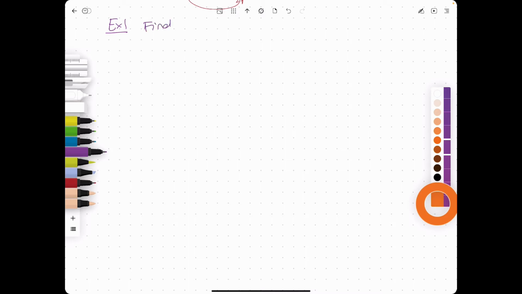Find the values of x and y for which MLPN must be a parallelogram. In other words, make it so that it's true of a parallelogram. So here's my diagram.